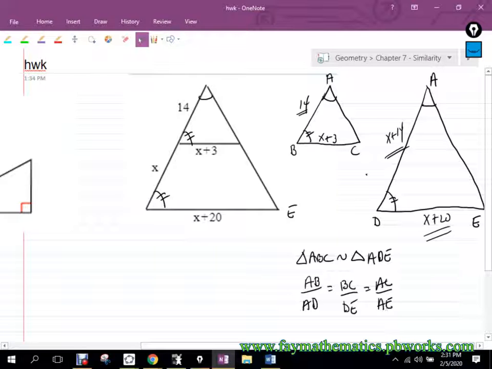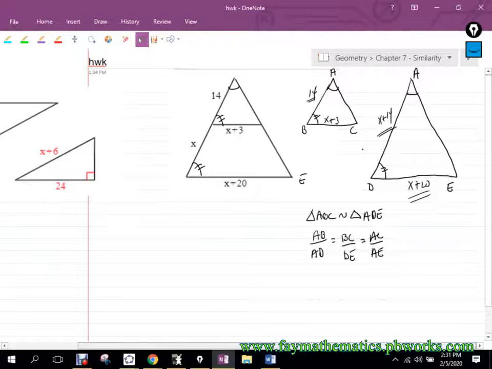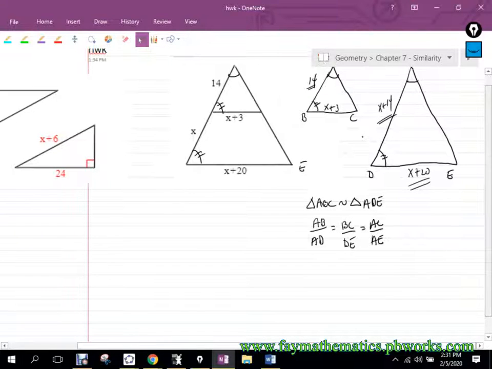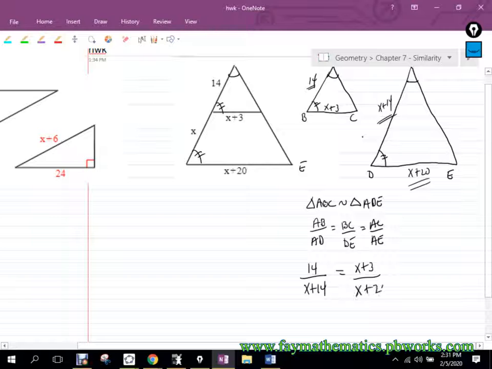All right. I've mentioned several times that that's kind of the fail-safe technique for making sure you get the right proportion. So AB was 14. AD ends up being x plus 14. BC is x plus 3. And DE is x plus 20. Okay? They were okay with that? And right there, if you write that, you have demonstrated that you 100% know the geometry.